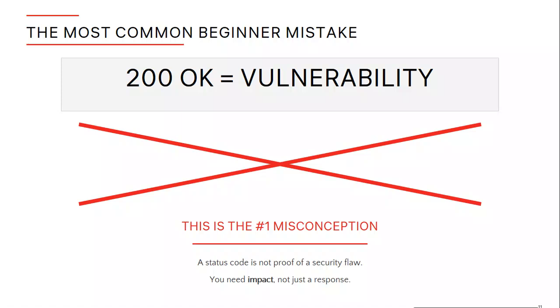The status code is not proof of a security flaw. You need impact, not just a response. That's why most bounty hunters, most bug bounty platforms, and triagers usually make sure that there's an impact. If you just tell it to them, they might even go and fix it behind your back because you couldn't even prove that you really found this by providing impact.